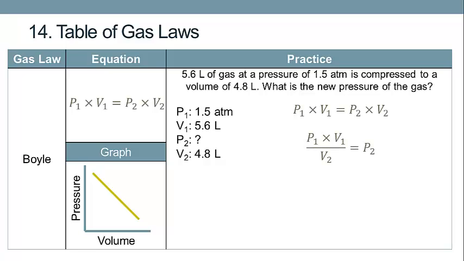So I rearranged this to solve for P2, the new pressure of the gas, and plugged in all of my numbers. We see that liters cancels and I get 1.75 atm. Let's check to make sure that makes sense. My volume got smaller, so my pressure should get bigger. And it does. We get 1.75 instead of 1.5.